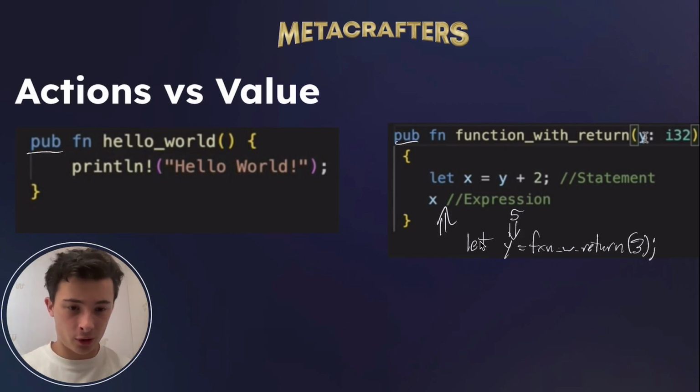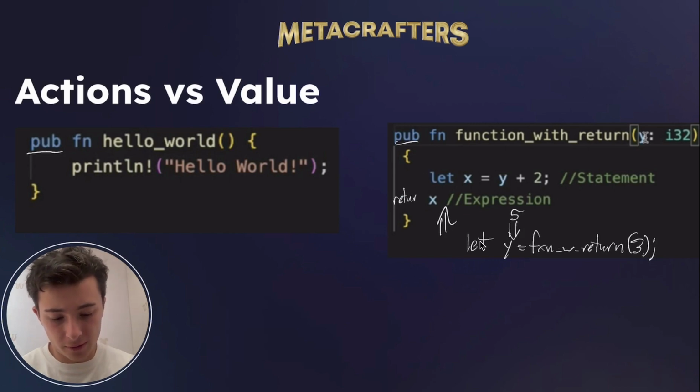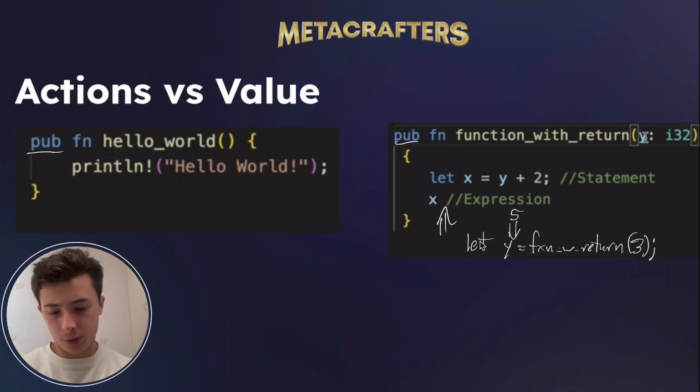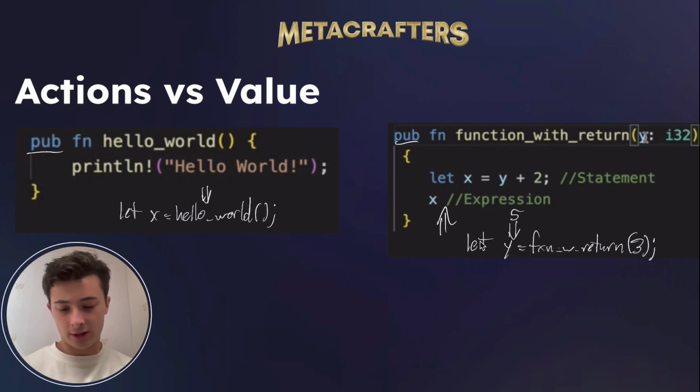Now, unlike other languages, we don't necessarily need to have a return here. In fact, that would throw an error. We just say the variable at the end that we will be returning out of the function, just like x. And unlike function with return, in our hello world function, if we were to say let x equal hello world, this would not store any value. All this would do is execute the action.